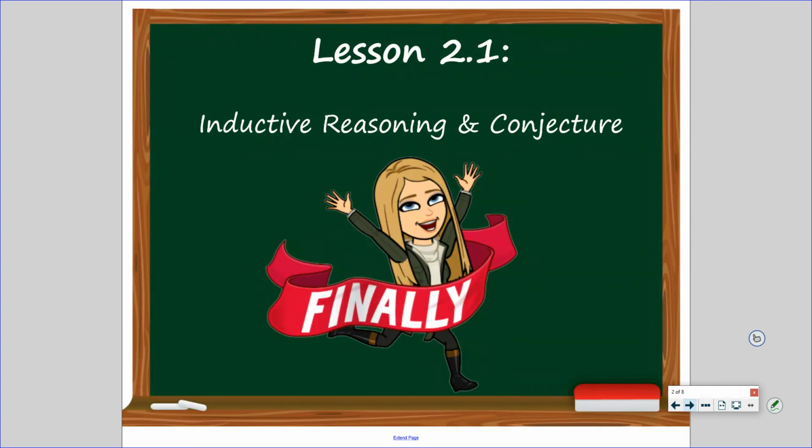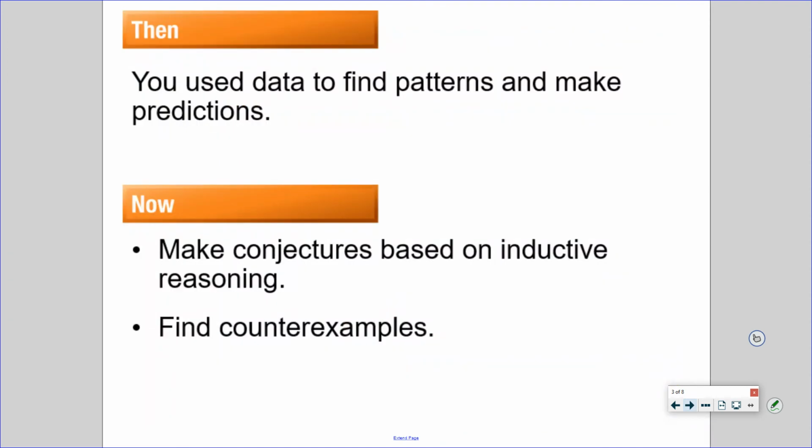So this first lesson in chapter 2 is called inductive reasoning and conjecture. And this is something you do literally every single day. You just don't know that this is what it's called. It's like using inductive reasoning and forming conjectures. You've probably looked at some data to find patterns and make predictions, and that's pretty much all it is. Some of this is very mathy with patterns. Some of it's not. Some of it's real life stuff. So if you've ever been wondering, when am I ever going to need to know this in real life? Today's the day. This is real life stuff.